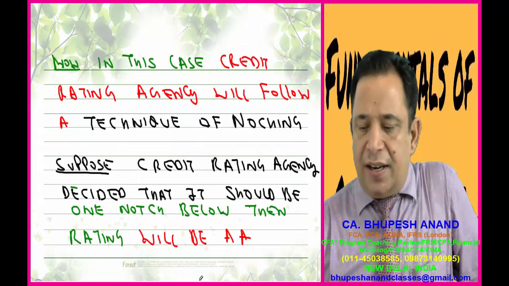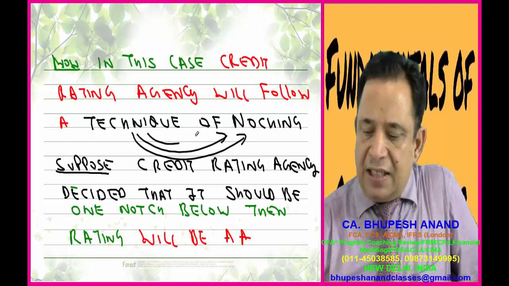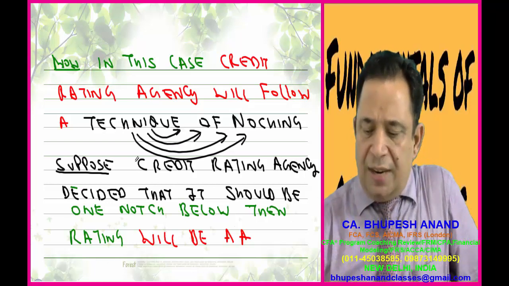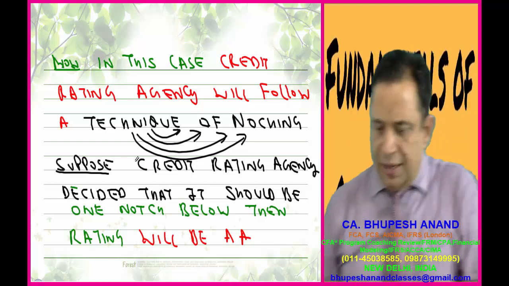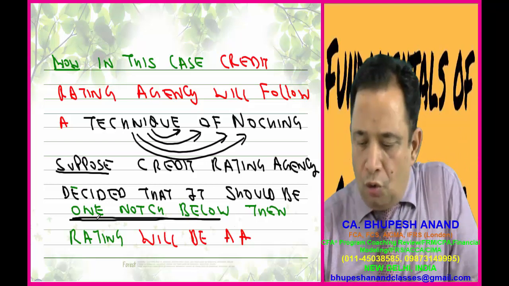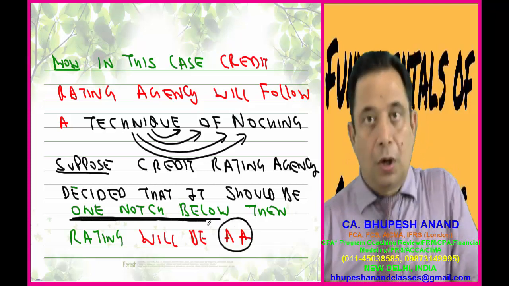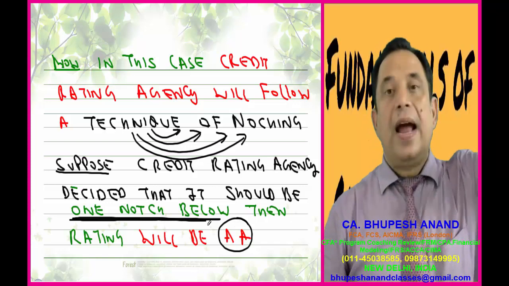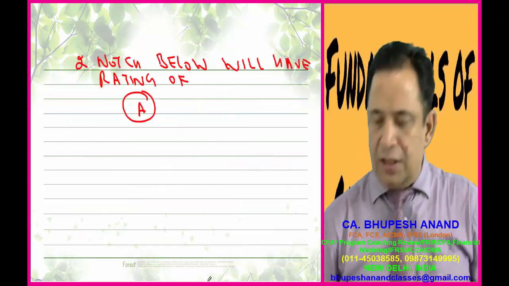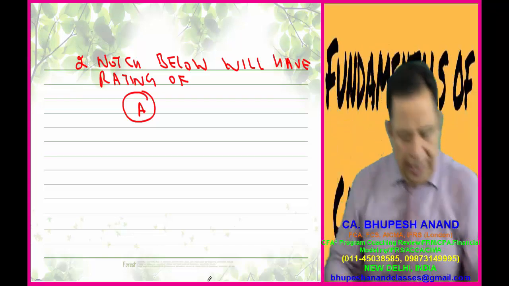Now in this case, the credit rating agency will follow a technique named as notching. So suppose the credit rating agency decided that it should be one notch below, then the rating will be AA, because earlier they had given AAA, and if they decided two notches below, then the rating will be single A. So I have told you what is the meaning of notching.